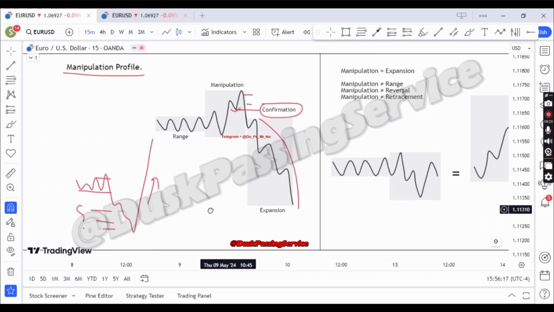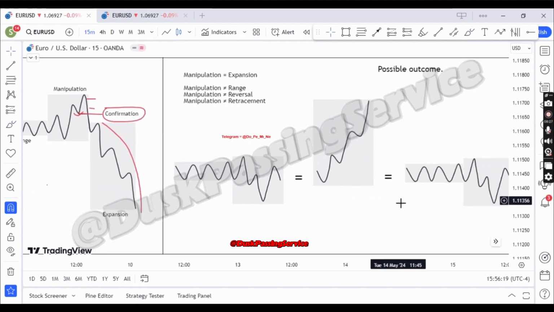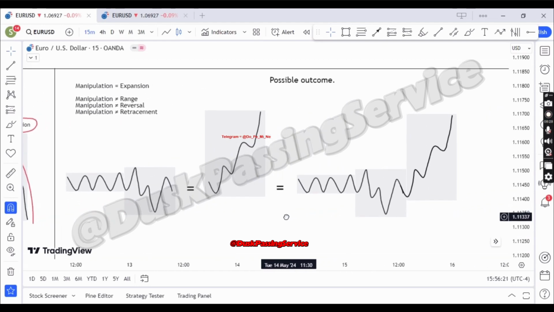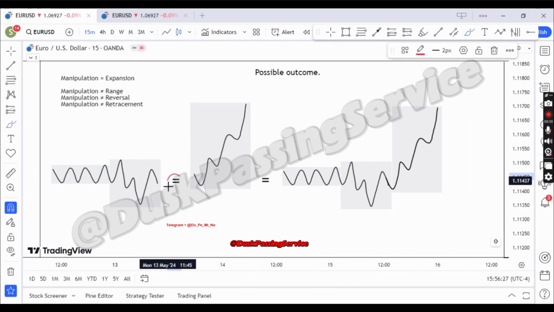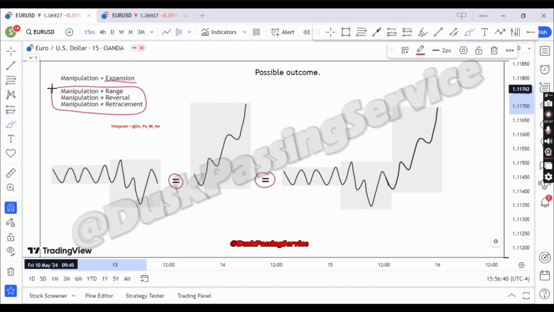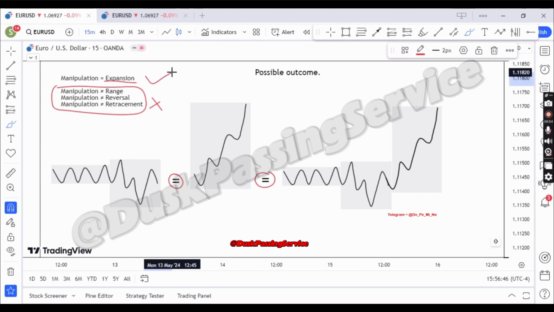Now as I said before, each market profile can have a particular possible outcome. In the same manner, the manipulation profile also has one possible outcome, which is an expansion in the opposite direction, right? And a manipulation profile cannot enter a retracement or a ranging profile or a reversal profile. It can only have an expansion after it, right? That means we've added another filter to our understanding of the market dynamics.